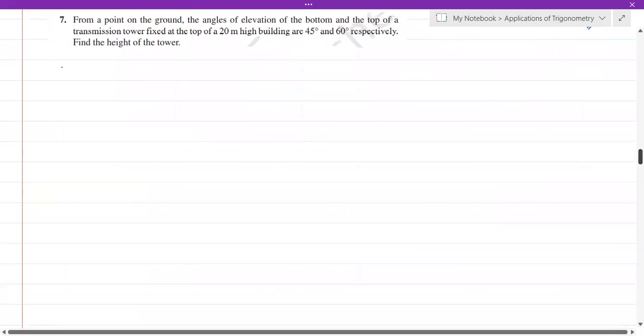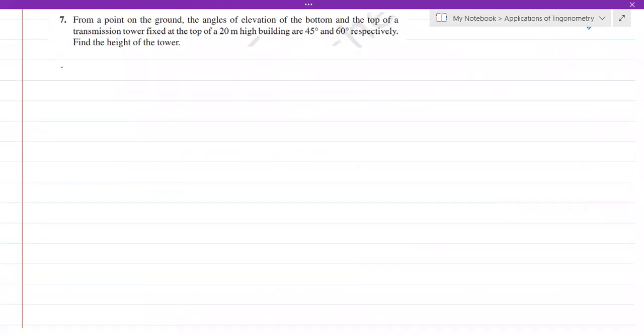From a point on the ground, the angle of elevation of the bottom and the top of a transmission tower fixed at the top of a 20-meter high building are 45 degree and 60 degree respectively. Find the height of the tower. Now we have to read this question carefully.